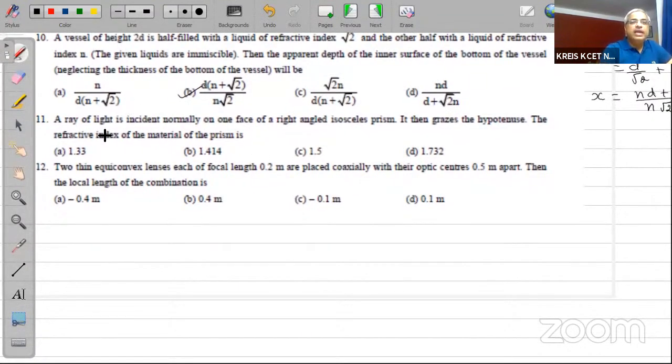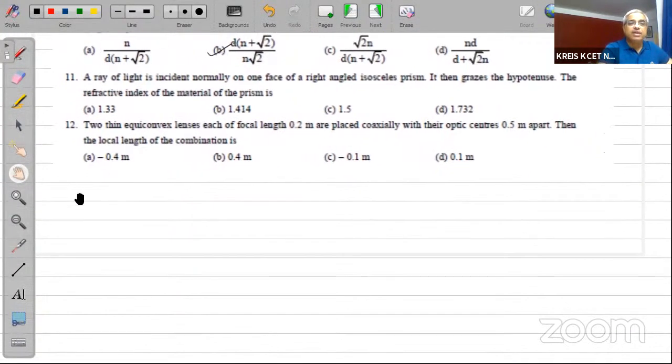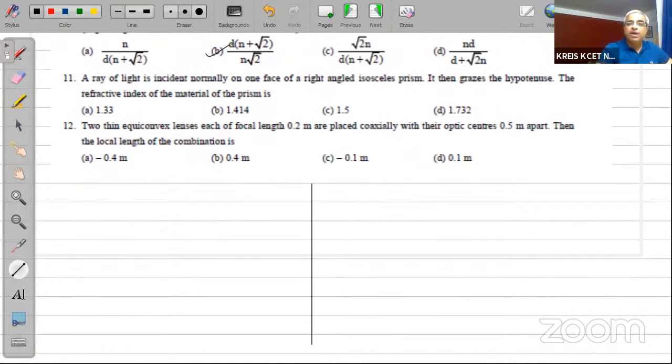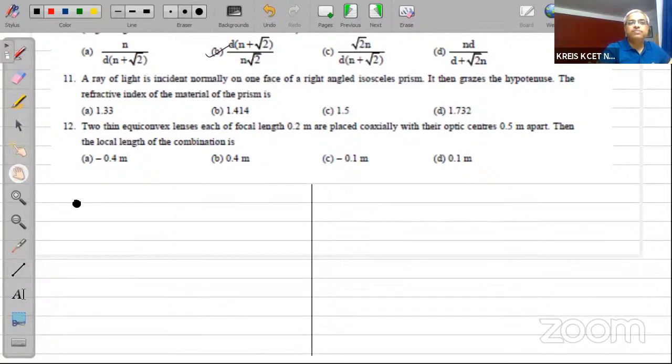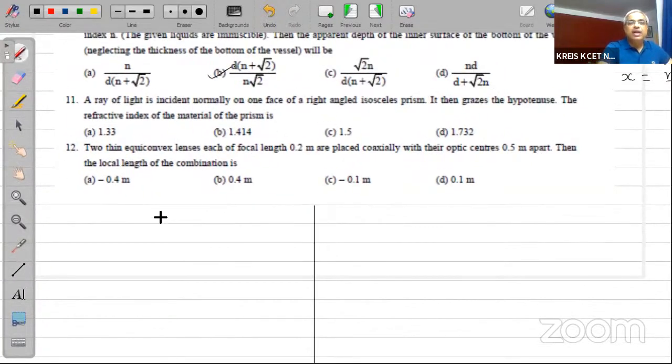11th one. A ray of light is incident normally on one face of a right angle isosceles prism. Okay, let's write how it looks. It then grazes the hypotenuse. The refractive index of the material of the prism is. A very good question. To understand it properly, we shall try to draw a diagram and understand this question. It's a right angled isosceles prism.